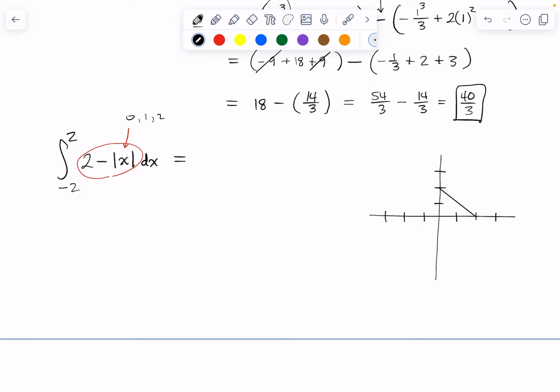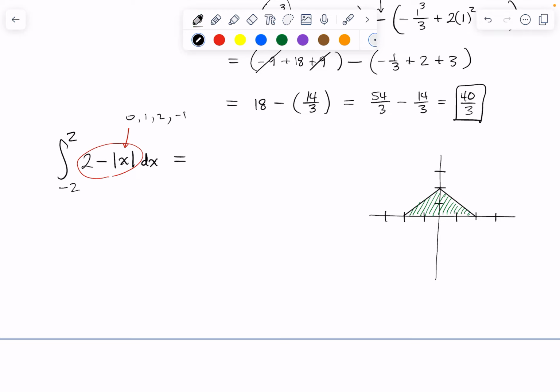What if I plug in negative 1? Well, if I plug in negative 1, it changes to positive 1, and then I have 2 minus 1, which is 1. I get this point. If I plug in negative 2, it turns into positive 2, and I get 2 minus 2, which is 0. So on the other side, I now have this other straight line, but with a different slope. And the integral is the area underneath. It's pretty cool.